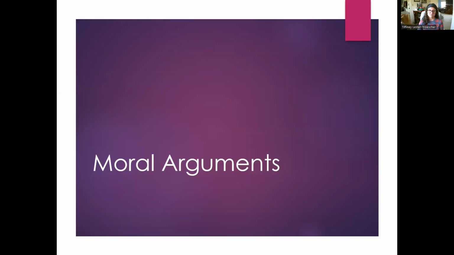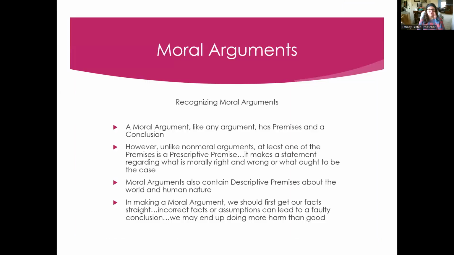We're going to come here to moral arguments right now. So, like any argument, a moral argument is going to have a premise and a conclusion. The difference is that with moral arguments, one of the premises has to be a prescriptive premise, meaning it is a statement regarding what is morally right or wrong, or what ought to be done or ought not to be done, right? And then we also have descriptive premises that go along with it, but one of them has to be a prescriptive premise. And that's, we're saying what ought to be done, right?